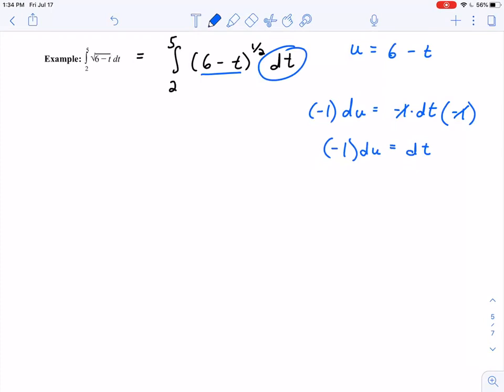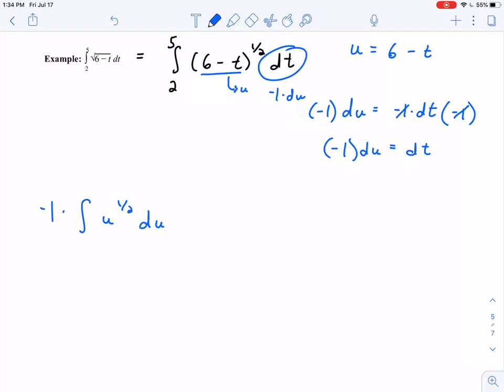So -1 times du is equal to dt. When I make my substitution, this right here is u. Here I see that -1, so let's go ahead and factor that out right away. -1 times the integral of u to the 1/2 power du. Oops, I realized I made a mistake. I said -1 dt, this should have been -1 du. I apologize.